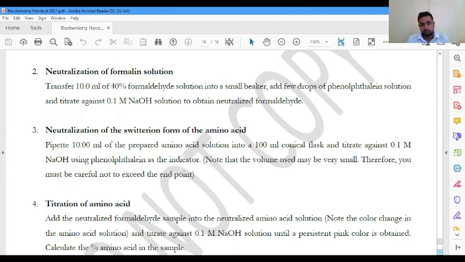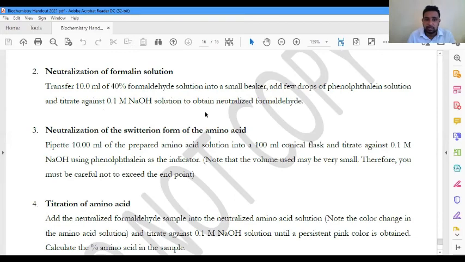As reagents or solutions in this experiment, we will use formaldehyde, or formalin as we generally call it, and sodium hydroxide. As the first titration of this experiment, you have to neutralize the formalin solution that we're going to use. Usually formalin or formaldehyde can contain some amount of formic acid.